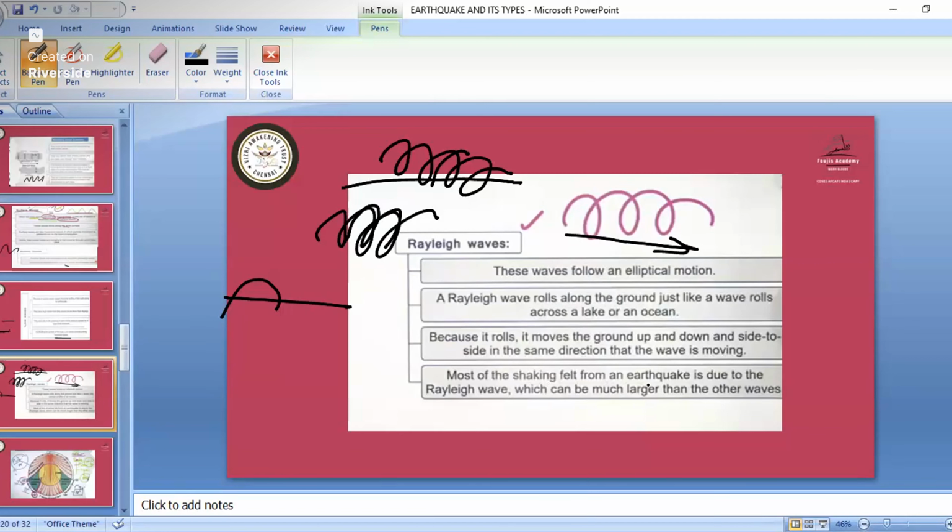Then most of the shaking felt from the earthquake is due to the Rayleigh waves. So on the earth, what we are feeling as shaking is due to the Rayleigh waves.